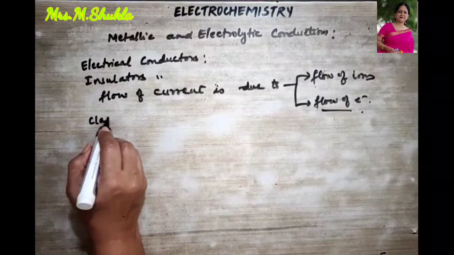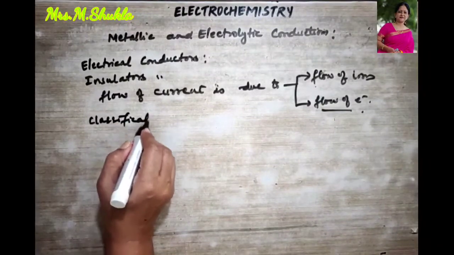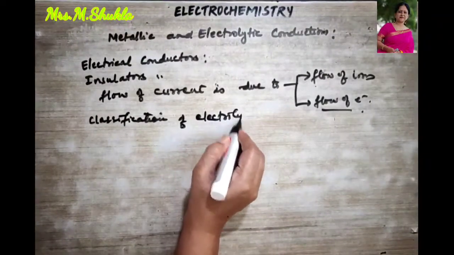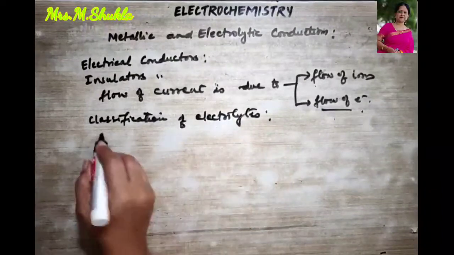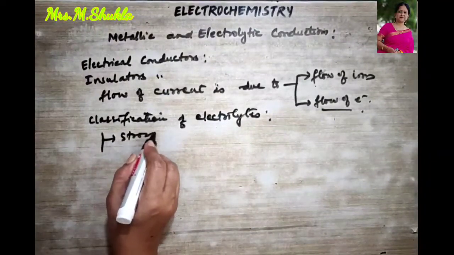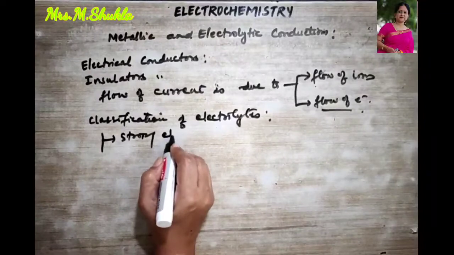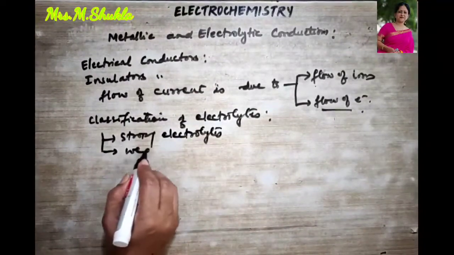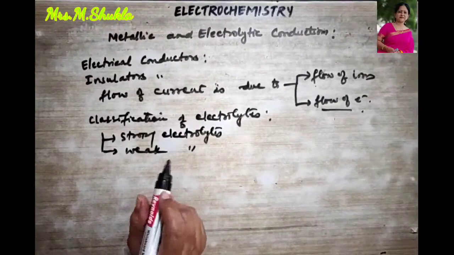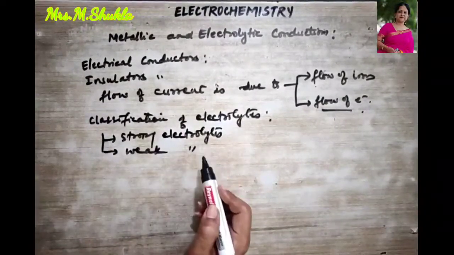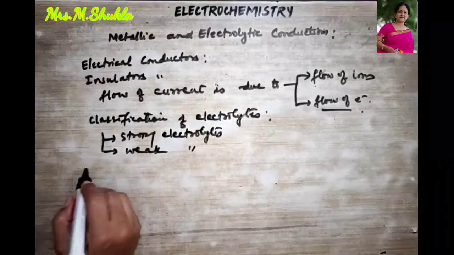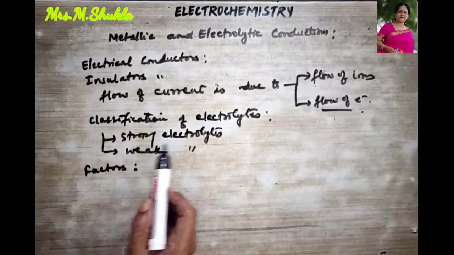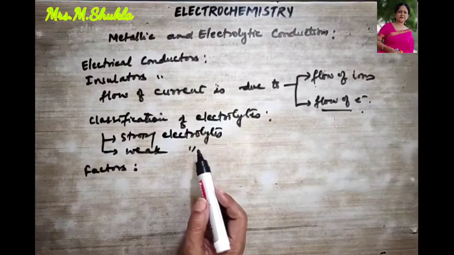Next, let us talk about the classification of the electrolytes, right? So you already know either they are strong electrolytes or they are weak electrolytes, right? Now what are the factors which affect the electrolytic conduction? What are the factors? Now we are going to understand what affects the electrolytic conduction.